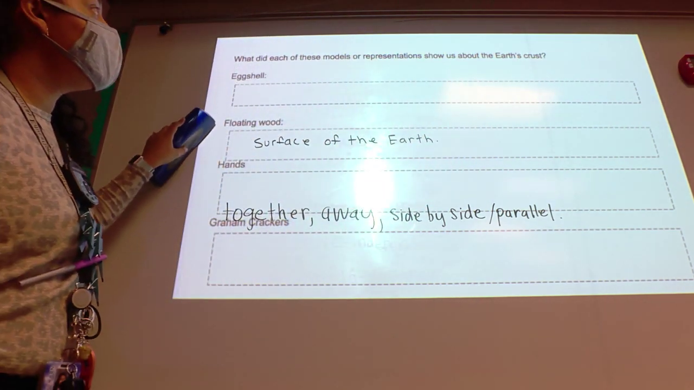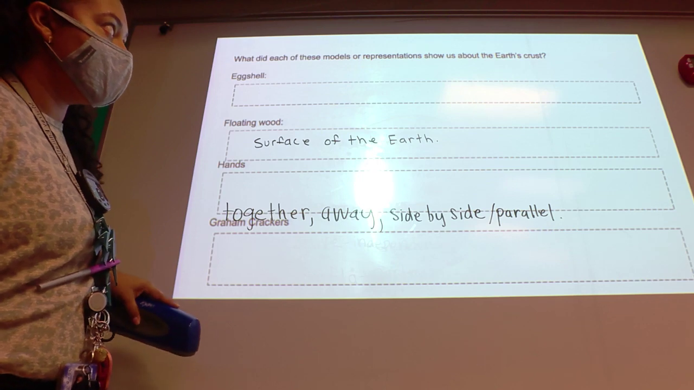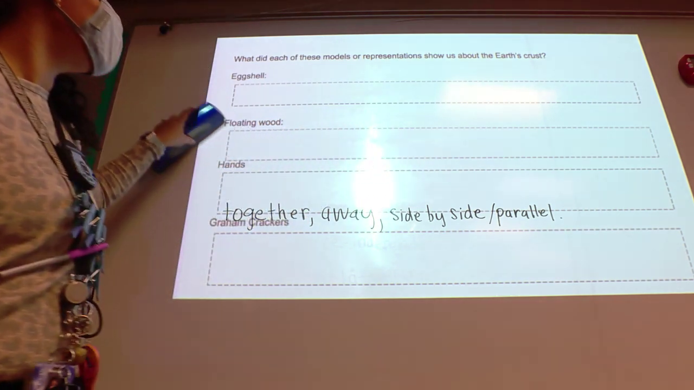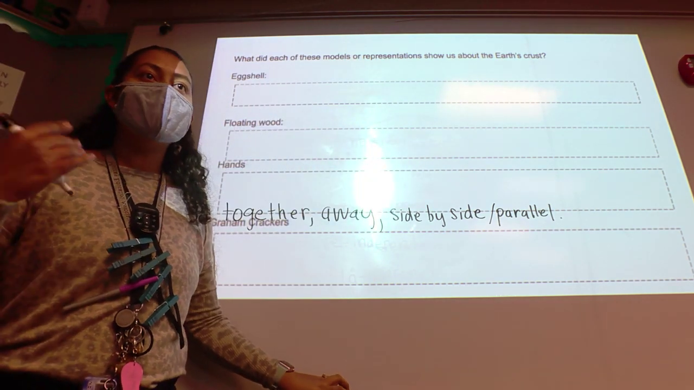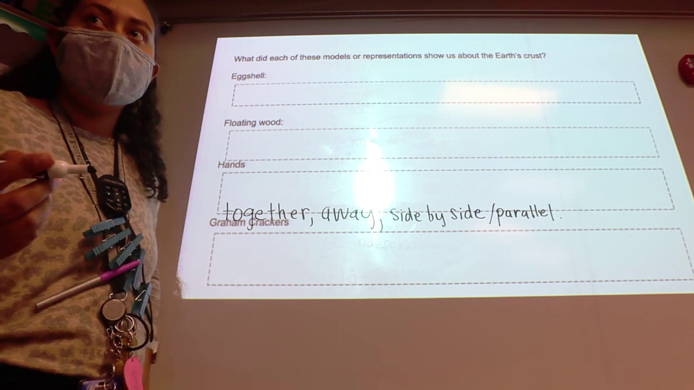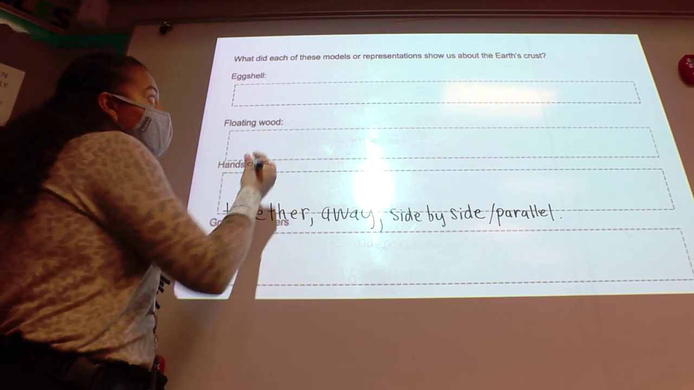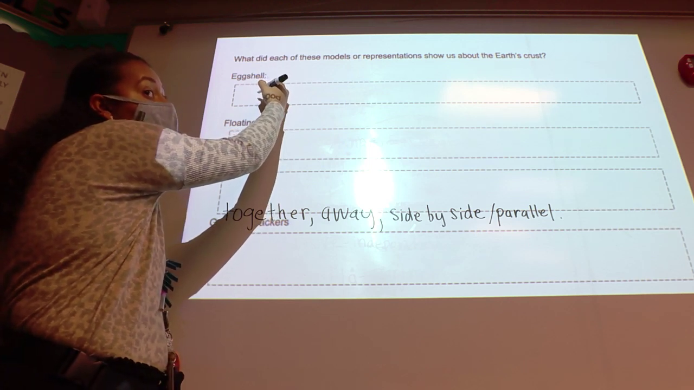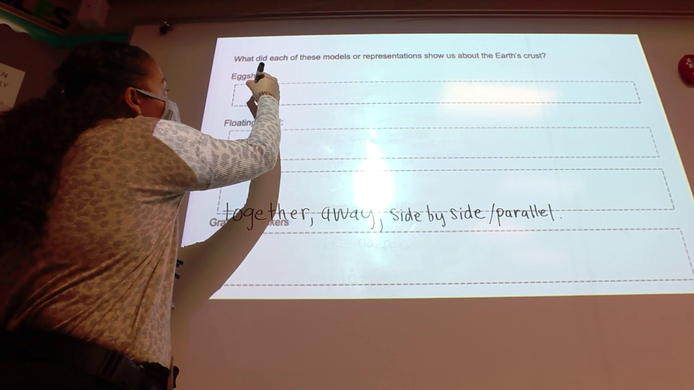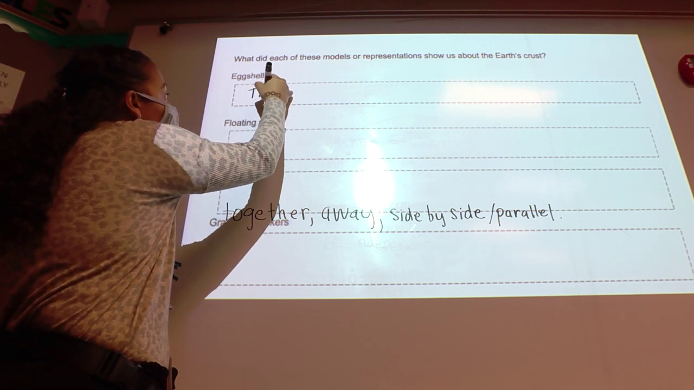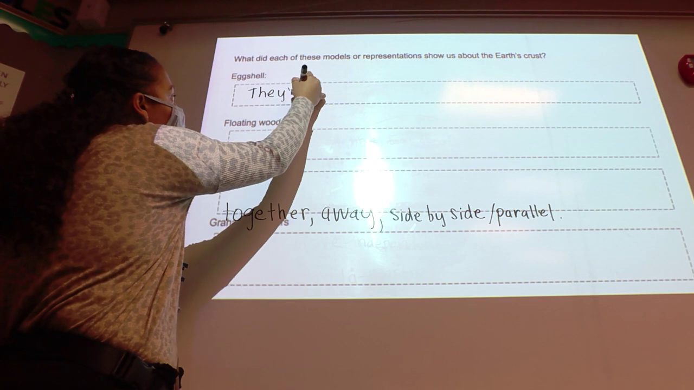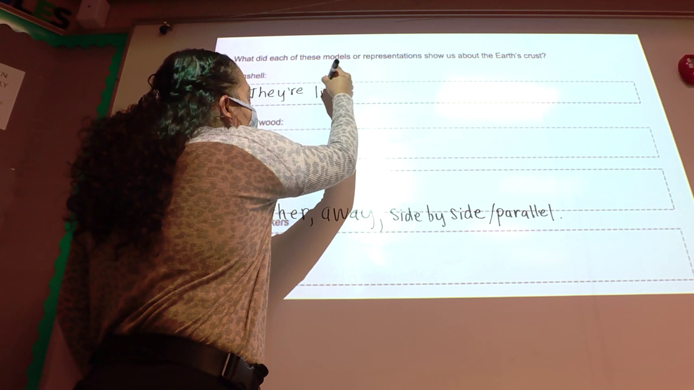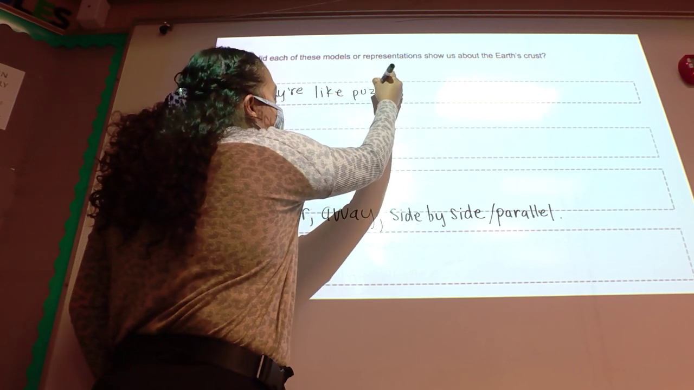Okay, what did each of these models or representations show us about the Earth's crust? Okay, so when we did the eggshell, what did that show us about the Earth, Dylan? Okay, so there's cracks, pieces. They're like puzzle pieces, like small puzzle pieces that you put together that form mountains. Okay, so they are like puzzle pieces.